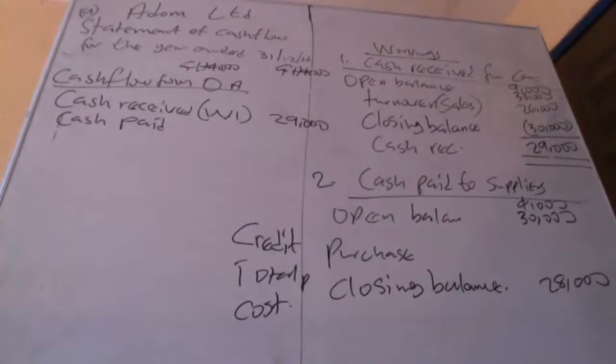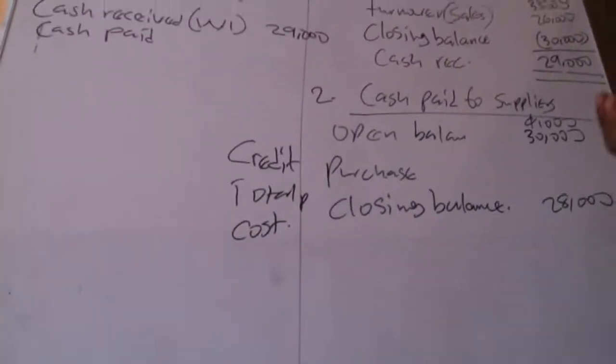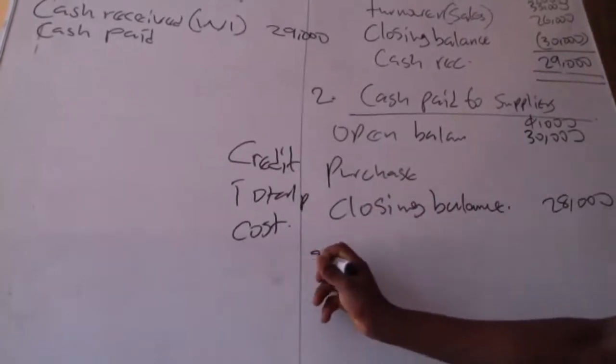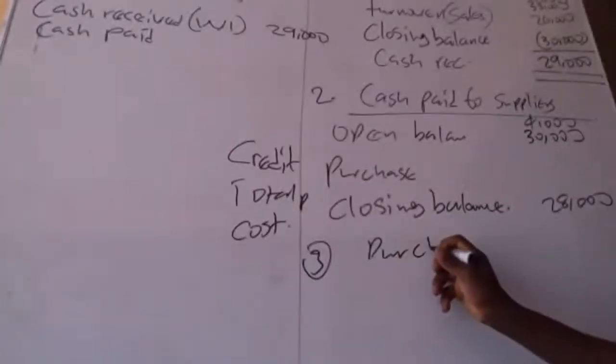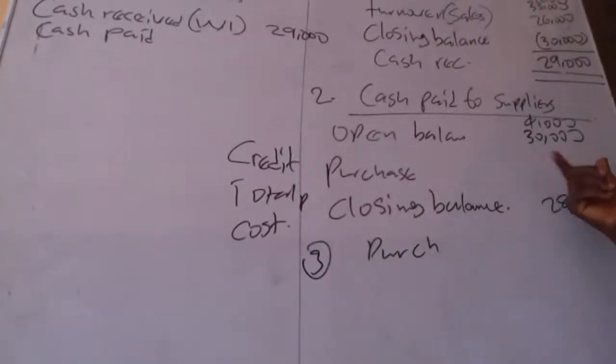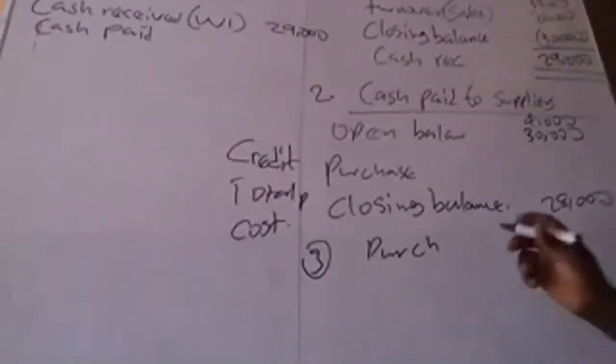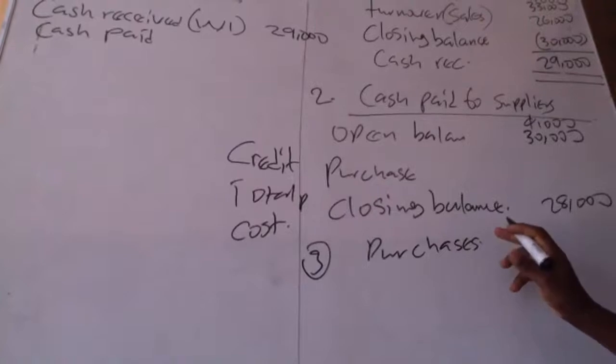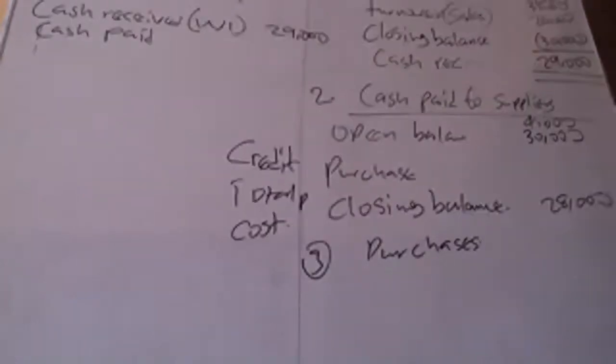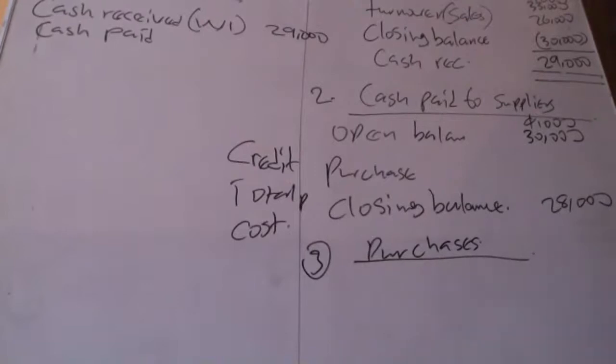Okay, we can calculate it. For 2016, the credit purchase is not given. We are given the total purchase. We can calculate it. So workings number 3. Let's go and calculate the purchases. So this is what we call workings within workings. So workings 3, purchases figure, before we will finally come and put it in and find the cash paid to suppliers. So purchases. You will bring the cost of sales.